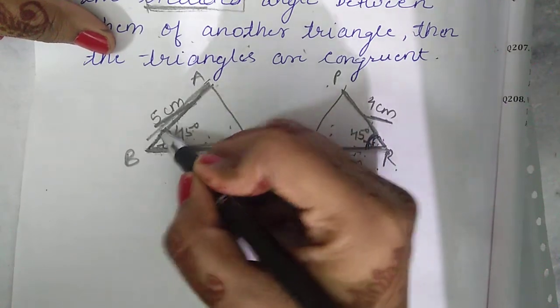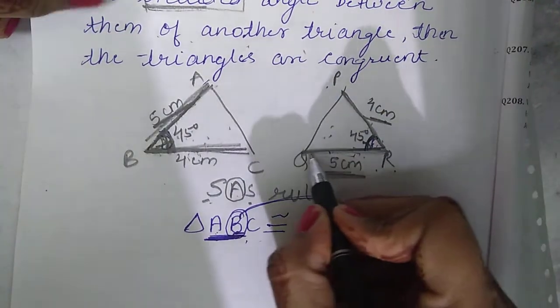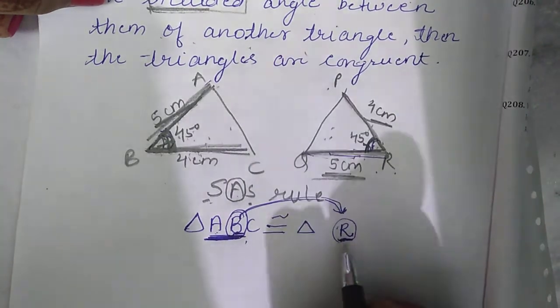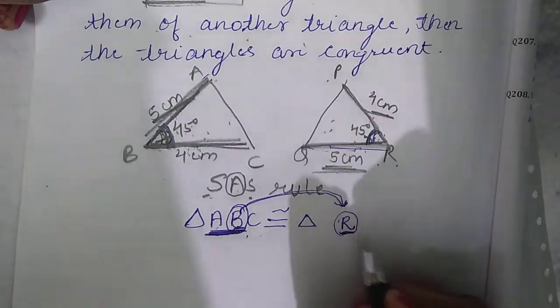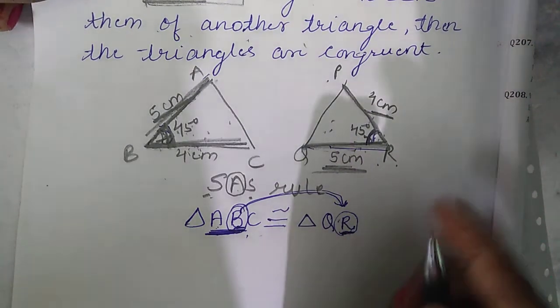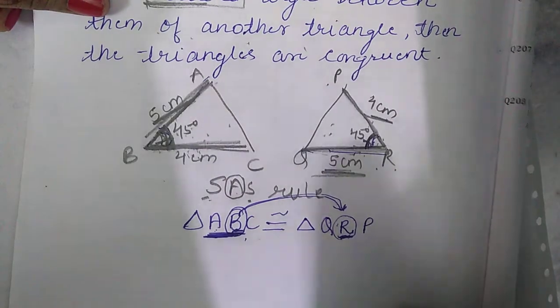AB here is 5 centimeter, and in this triangle AB is equal to QR. So at first and second position we must have QR. R is already at second, so Q must be at first. Now the remaining third vertex is P. Now this is in symbolic form.